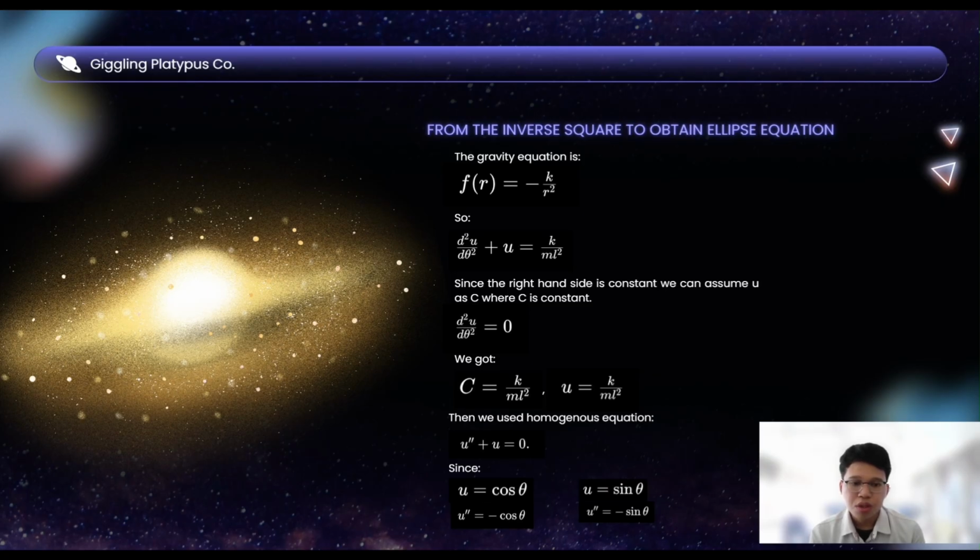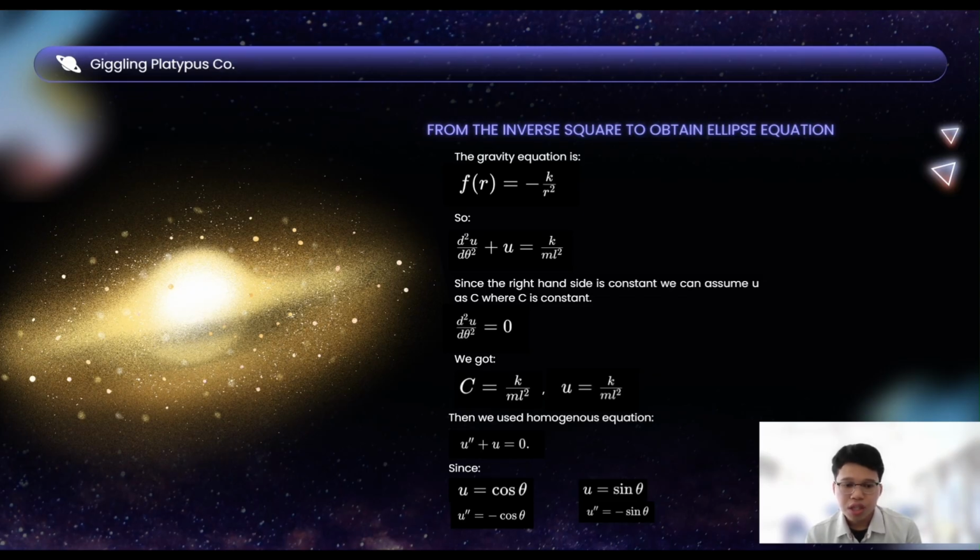Then we use the homogeneous equation where u double dot plus u is equal to 0. This can be explained as follows: if u is equal to cos theta, then when we differentiate, we will get negative sine, and when we differentiate again, we will get negative cos. This is also the same case with u equal to sin theta.